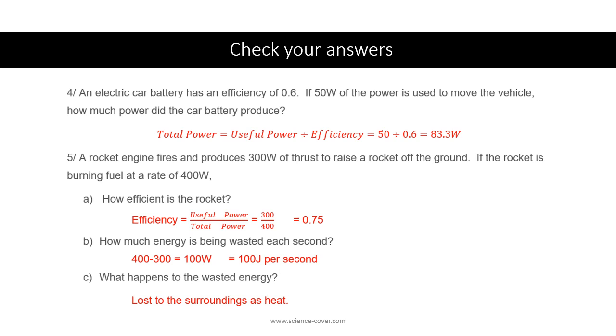How much energy is being wasted each second? Well, we can do 400 watts minus 300 watts, which gives us 100 watts of power being wasted, and that means that there's 100 joules per second being wasted. What happened to the wasted energy? It gets lost to the surroundings as heat.